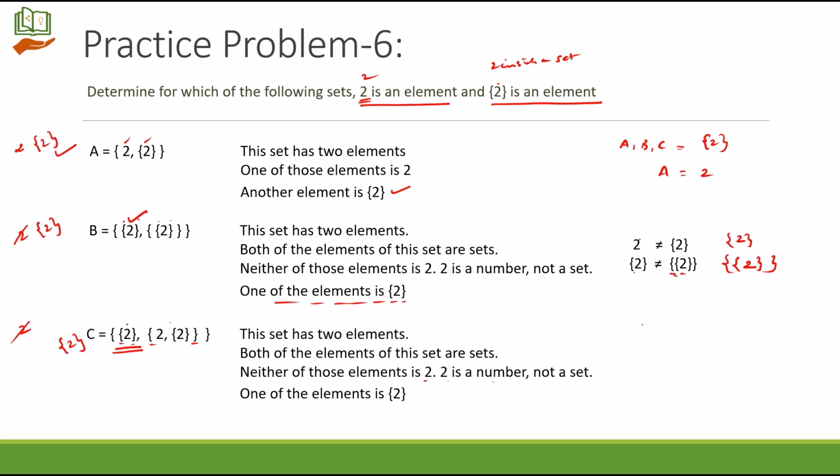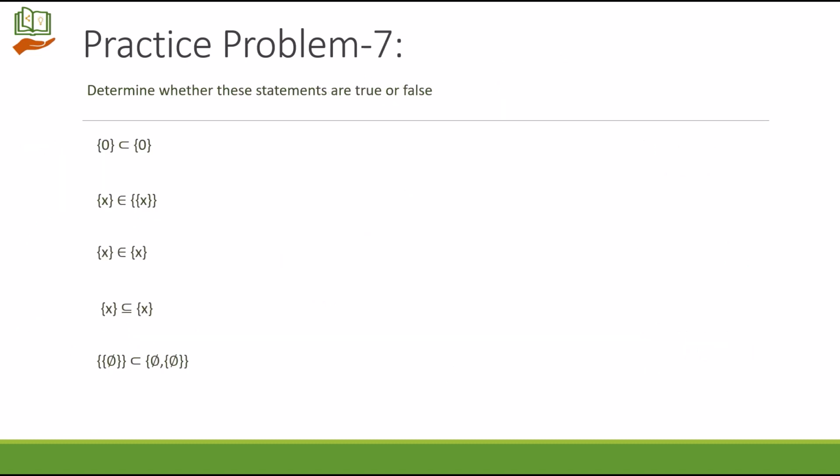Similarly, in C, if you take the first element is set with element 2. What about the second element? You have 2, set with element 2. But this is one element and this is the other element. Both are actually sets. Next problem, determine whether these statements are true or false.